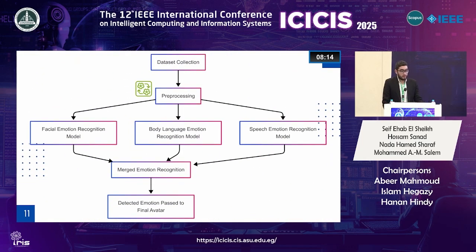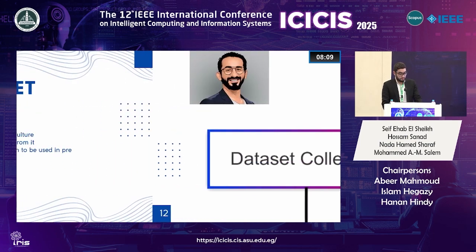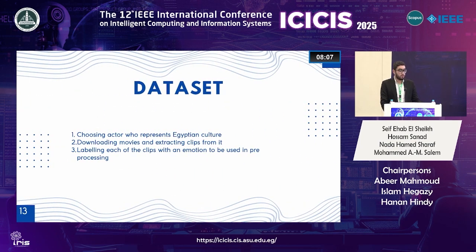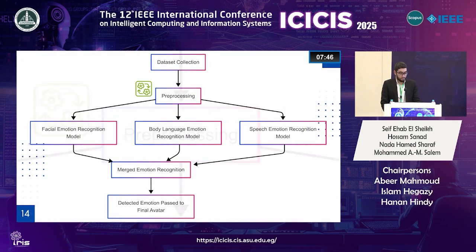This is a block diagram of the initial workflow. We started with the dataset collection. In the dataset collection, we started by choosing an actor who represents Egyptian culture, which was Ahmed Helmi, and we started downloading his movies, extracting clips from his movies, and labeling each clip with one of the 6 core emotions: happy, fear, sad, angry, surprise, and neutral. Then this data was passed to the next step, which is pre-processing.